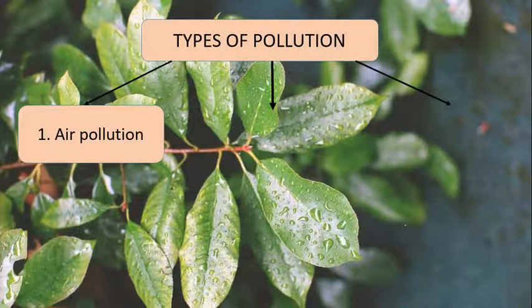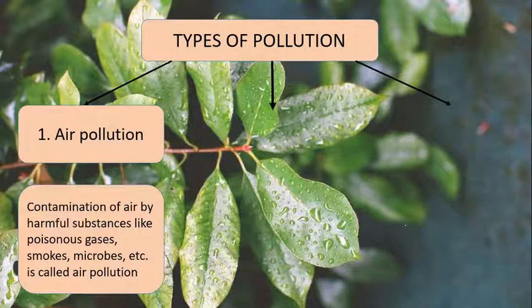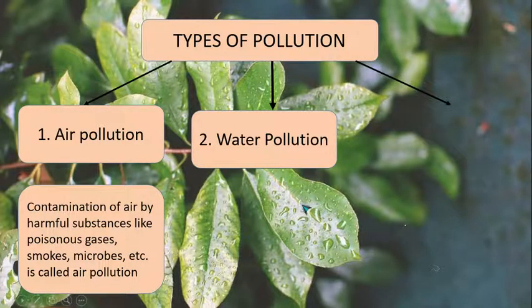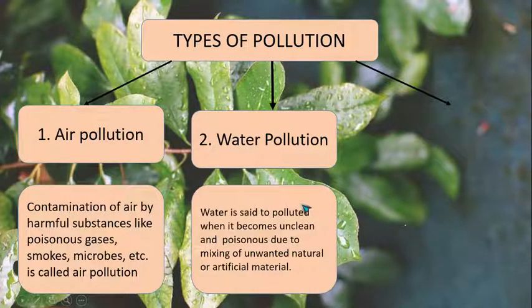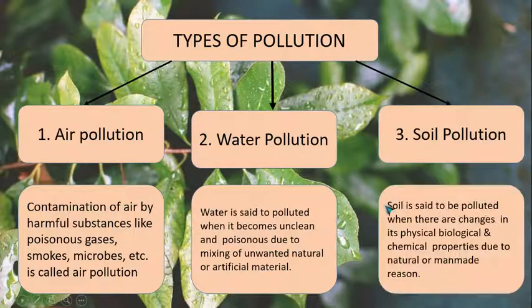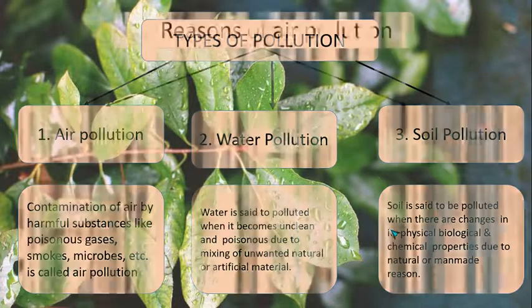Types of pollution. Air pollution: contamination of air by harmful substances like poisonous gas, smoke, microbes, etc. is called air pollution. Water pollution: water is said to be polluted when it becomes unclean and poisonous due to mixing of unwanted natural or artificial material. Soil pollution: soil is said to be polluted when there are changes in its physical, biological and chemical properties due to natural or man-made reasons.